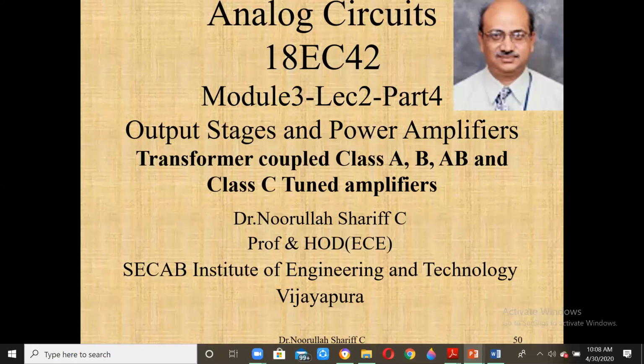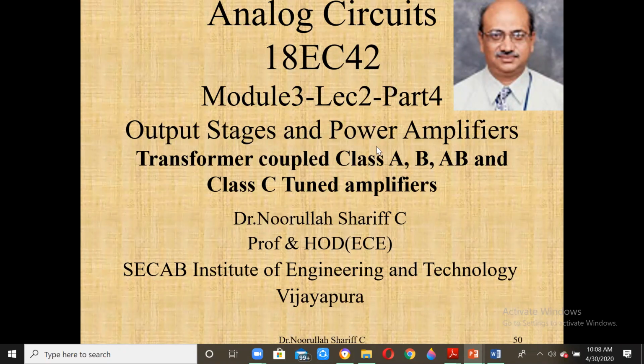Okay, so this is Unlocked Circuits 18EC42. We are speaking about the output stages and power amplifiers, and in particular, we are talking about the transformer coupled class A, B, class AB, all these transformer coupled, and also the class C tuned amplifiers.